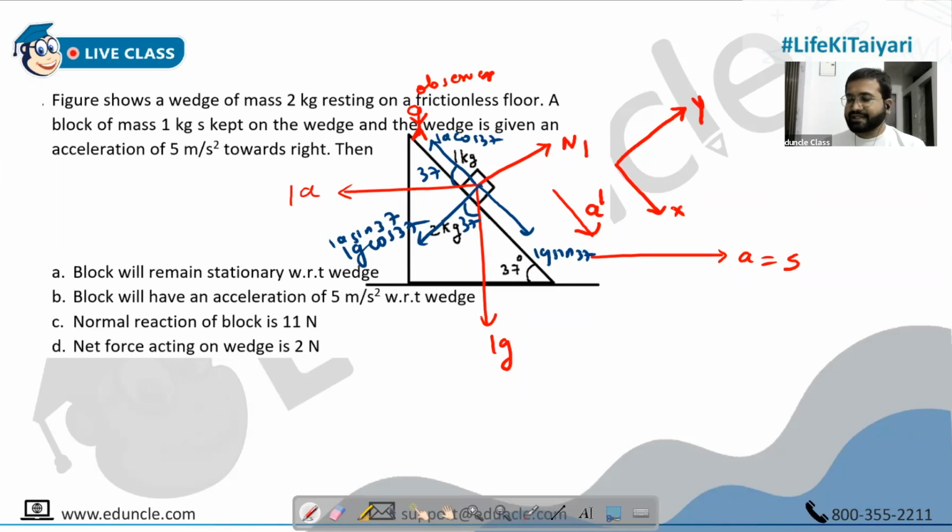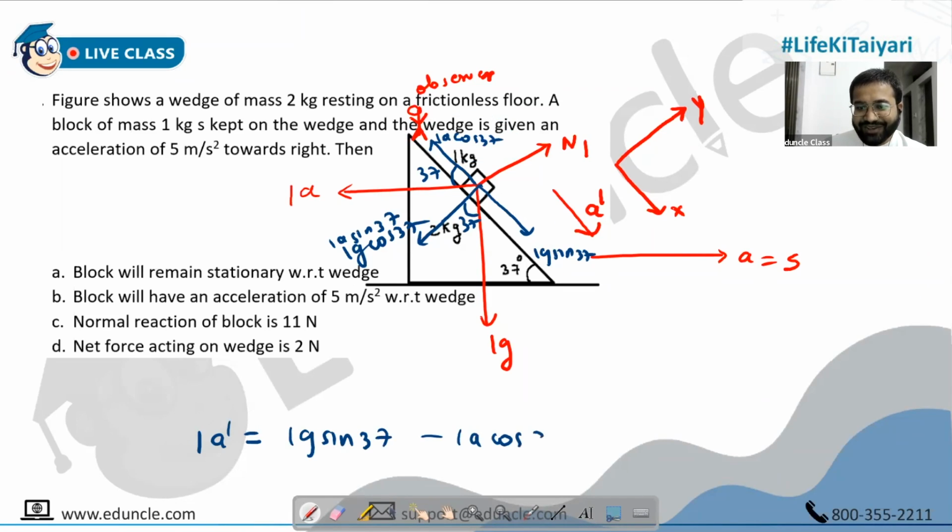Now, what is mass into acceleration? It's m into a dash. M is actually 1 kg, so 1 into a dash. It is given by the force in the direction of acceleration, 1g sin 37, minus the force in the opposite direction, 1a cos 37.